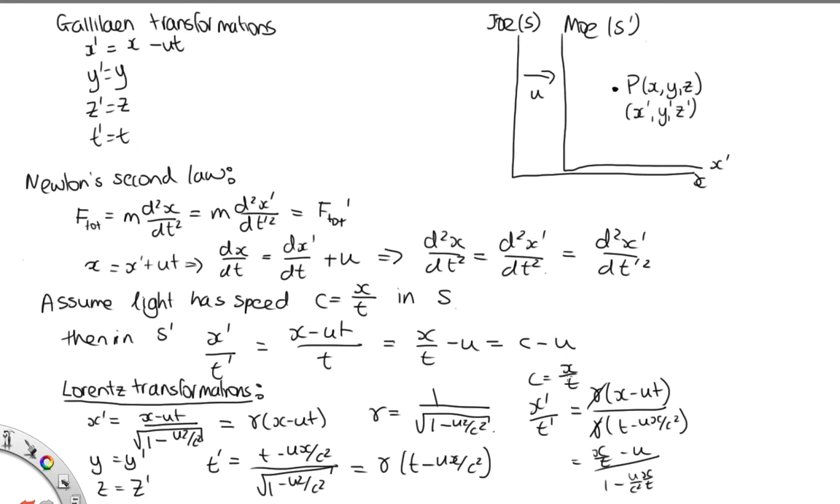Now x on t we've said was c, so this is (c minus u) over (1 minus u on c squared times c). So this is equal to c outside of (1 minus u on c) over, this cancels, (1 minus u on c), this part cancels, so this is c. So if something is travelling with a speed c in Joe's reference frame, it is also travelling with the speed c in Mo's reference frame if we use these Lorentz transforms.